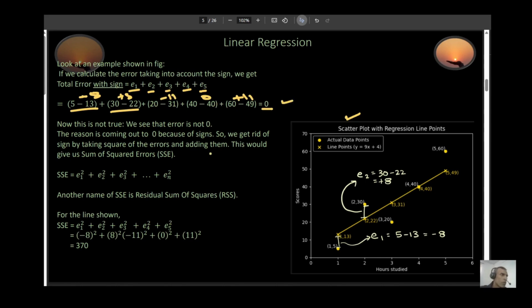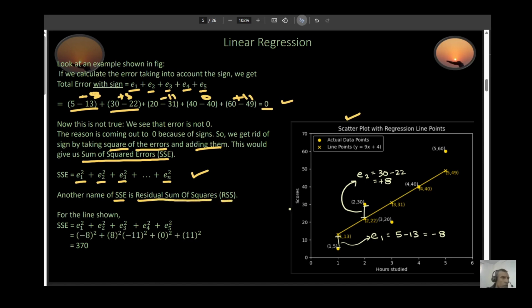So one solution would be if we can somehow get rid of the signs, that would give us a measure of errors. What we can do is take the square of the error. That would be one solution. And we add them. This is called sum of squared errors. So this is the formula for sum of squared errors. We're just taking all the errors, squaring them, and adding them all together. Another name for sum of squared errors, sometimes denoted by SSE, is residual sum of squares, RSS.